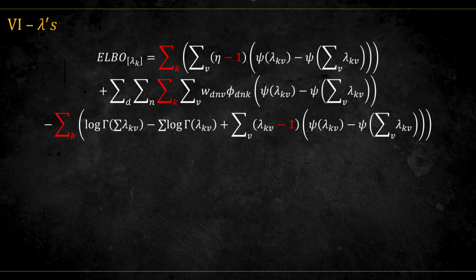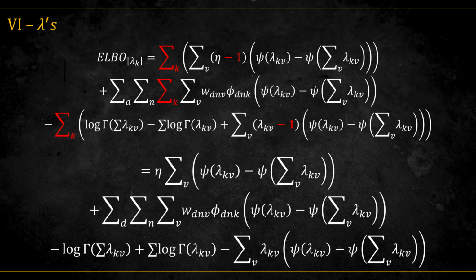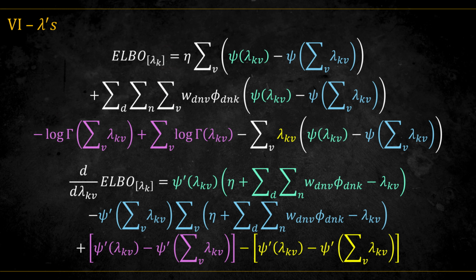Let's move on to the lambdas. These are the relevant terms in the ELBO. Again, since we have different parameters per k, we can ignore the sum over k's. And again, these -1s cancel each other. We end up with this. Remember that we assume eta is fixed and equal for all words. It's a simplified assumption, but not a very crucial one. Taking the derivative, we get this expression. Again, the last two terms cancel.